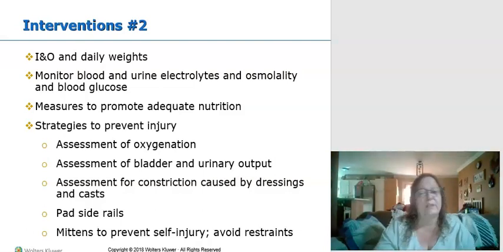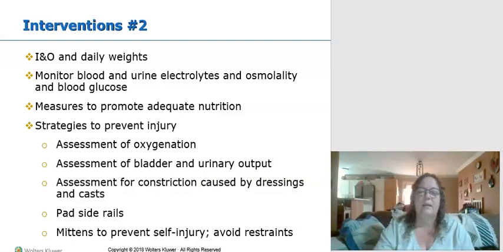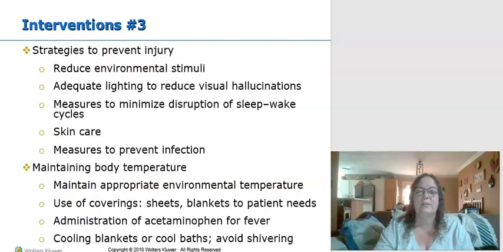Pad the side rails, that's your seizure precautions. We want to avoid restraining these patients, and we talked about that last week. Pulling on the restraints can greatly increase your ICP. So you can do mittens. They look like boxing gloves that can help you stop them from pulling at lines and injuring themselves.